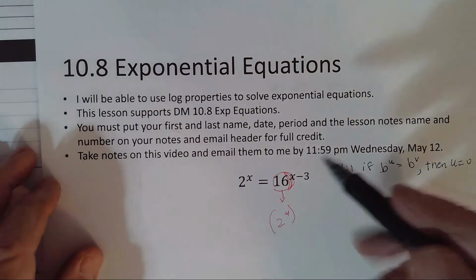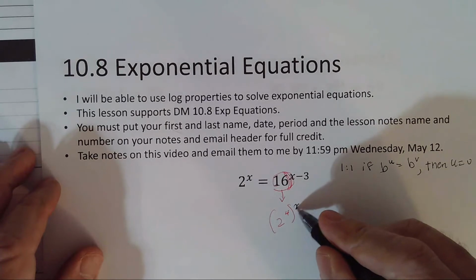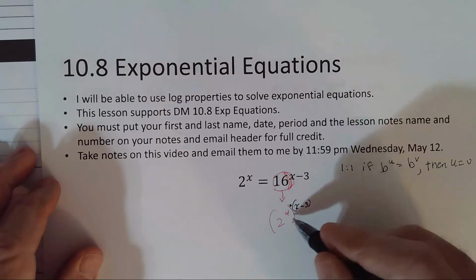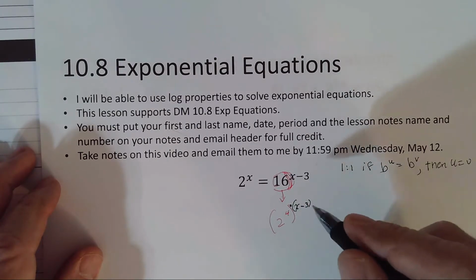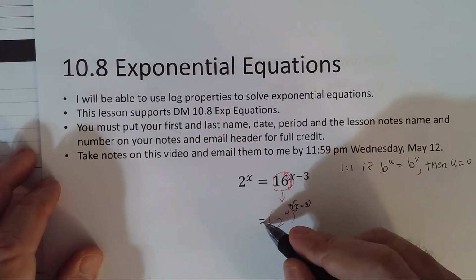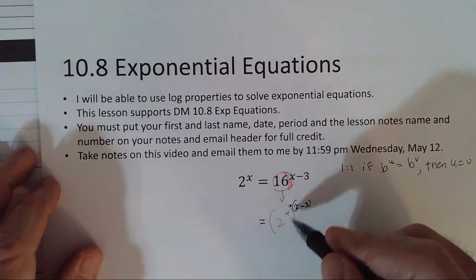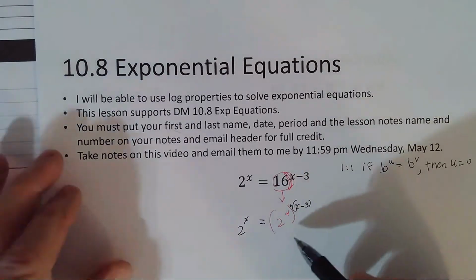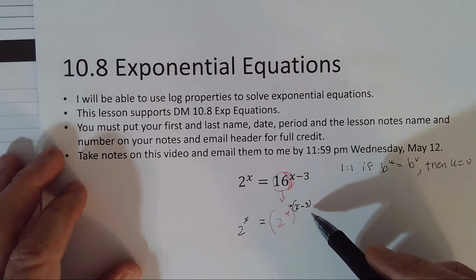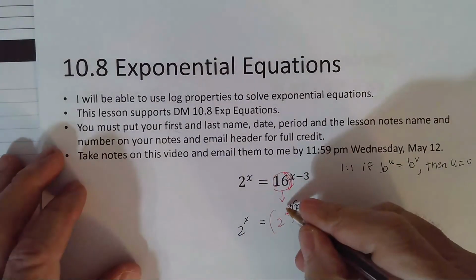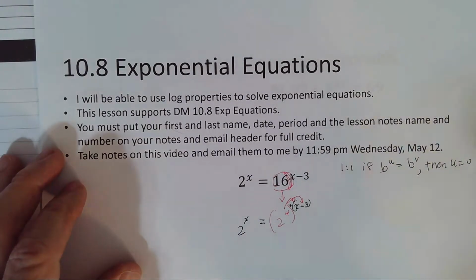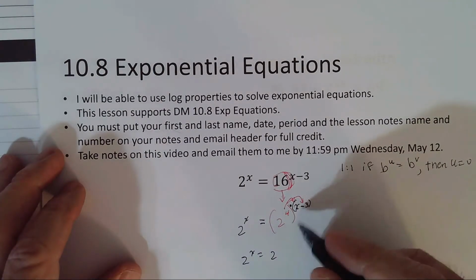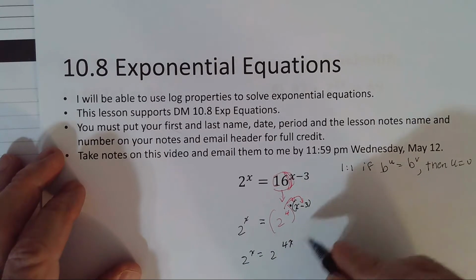Then what I can do is multiply the exponent, x minus 3 times the 4, and revise the exponent so that we take into account that the bases are going to be the same. So we have 2 to the x over on the left equals 2 to the 4 times x minus 3. So let's just distribute the 4 to the x and the 4 to the negative 3. And so you have 2 to the x equals 2 to the 4 times x is 4x. 4 times negative 3 is negative 12.